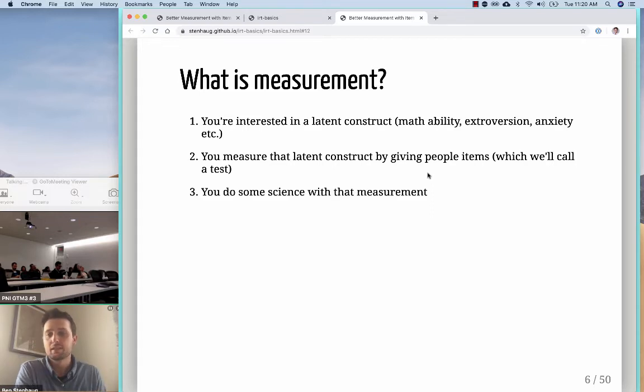And then I have this thing I care about. I get at it indirectly with the items that form the test. And then basically what we want to do is some science with that measurement. Are males different than females according to this latent construct? Does this latent construct change when I do this thing? You can ask thousands and thousands of questions, but my science will be better if I have a better measurement of the latent construct.